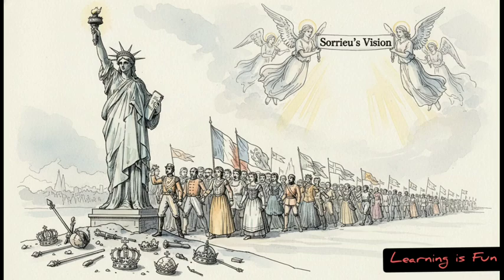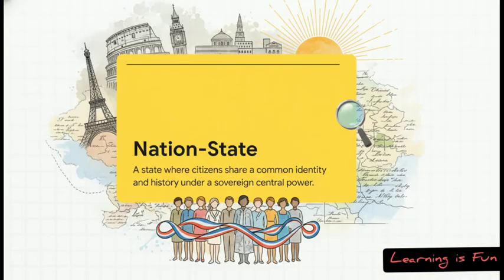Each group in the line represents a different nation. You can tell by their flags and their clothes. This wasn't just a pretty picture. It was like a prophecy for a world organized by its people, not by dynasties. What Souriau was dreaming of is what we now call the nation-state.